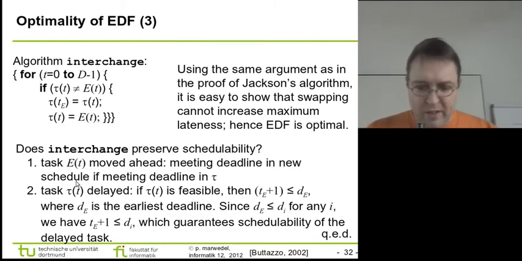On the other hand, if we delay a given task at that point in time, if the schedule for that task is feasible, then we know that the point in time where this task with the earliest deadline was executed, plus 1, is still less or equal than the deadline of that task, which is the earliest deadline. Now we know from the definition that this earliest deadline is of course less or equal than any other deadline. So we know that TE plus 1 is less than or equal than any other deadline DI. And this guarantees that the delayed task is also schedulable.